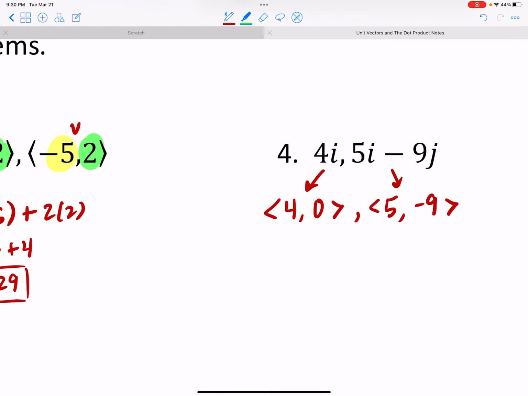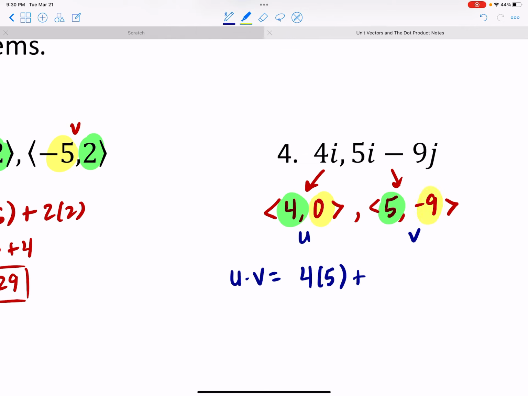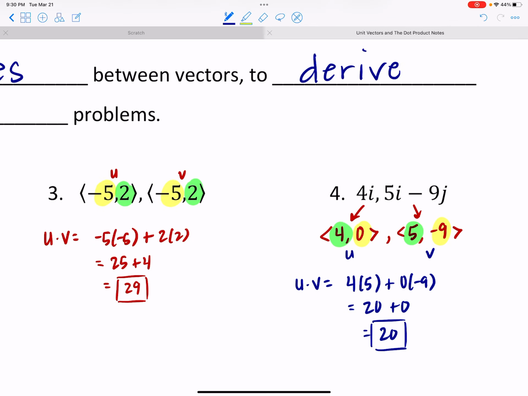So when we go to find our dot product, again, I'm going to call this u and I'll call this v. So u dot v is going to be equal to, we're going to multiply 4 with 5. So 4 times 5 plus, we're going to multiply the 0 and negative 9. And that's a nice product because that goes away. So it's just 20 plus 0, which is 20. So dot product ends up being 20 on this last one. Okay, so not so bad. So that is one small calculation that can be made in the process of finding an angle between two vectors.